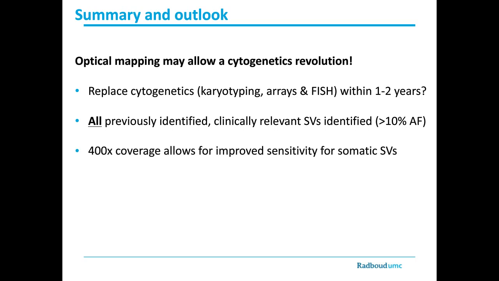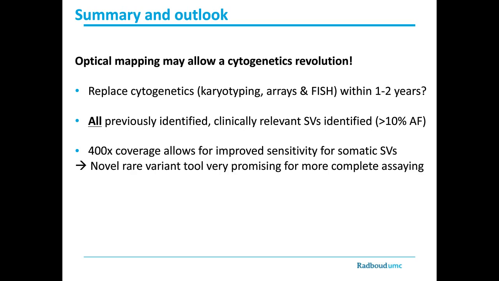Especially the latest add-on on the increased throughput of the Saphyr system that allows 400x coverage allows us an improved sensitivity for somatic structural variants. And we look forward to even higher throughput that should improve this further. And next to the improved throughput, the latest released rare variant tool gives us very promising results, especially for somatic structural variants. And I think I've just shown you two examples today that encourage us to use optical mapping to discover structural variants in some of our unsolved research samples.